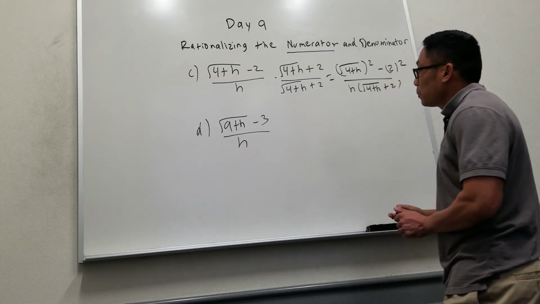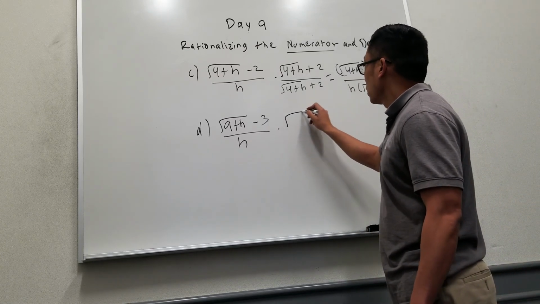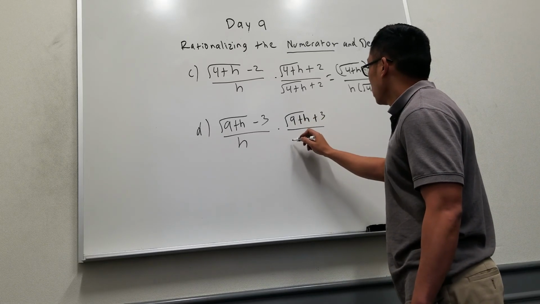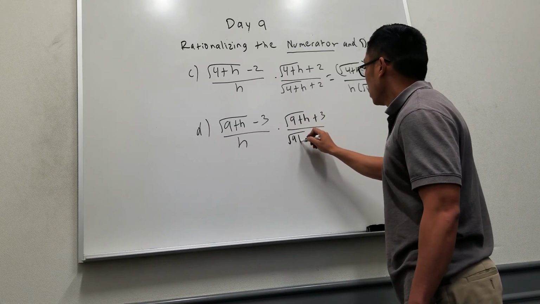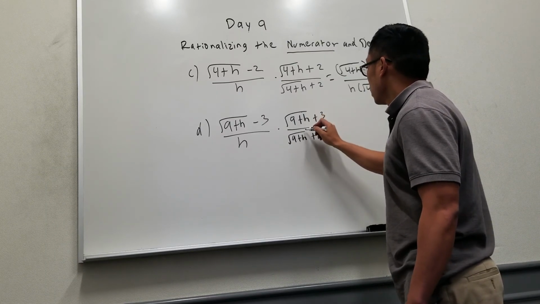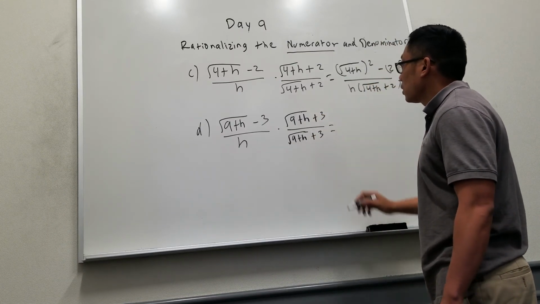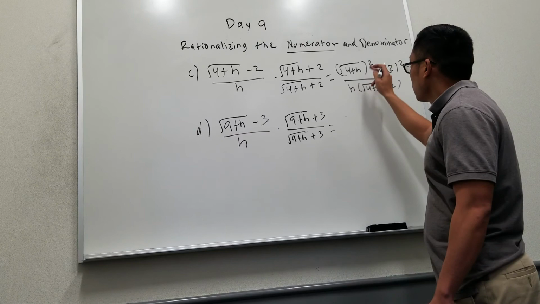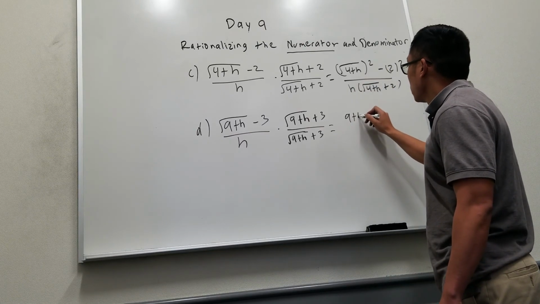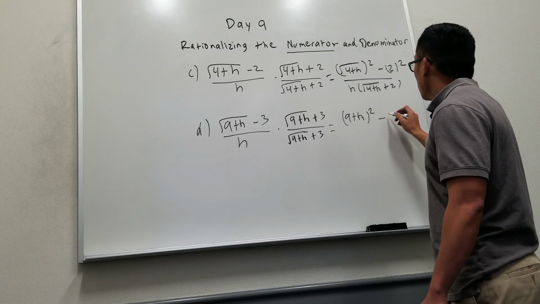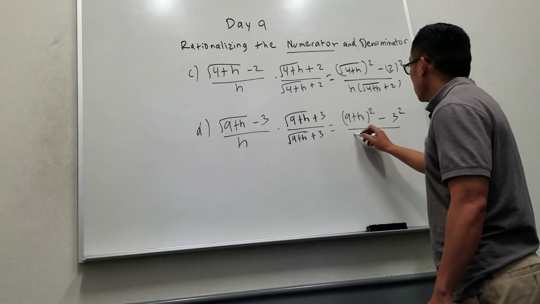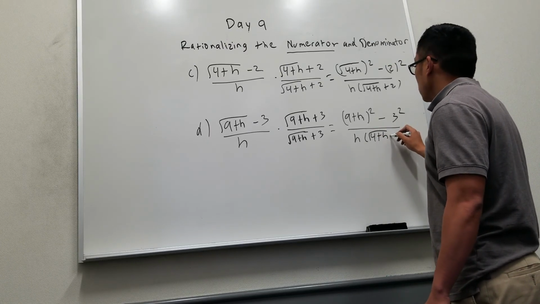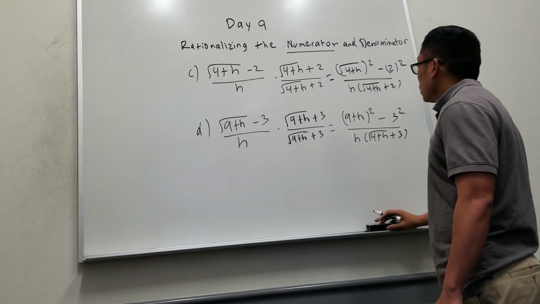So I'm going to do the same step. I'm going to multiply by 9 plus h plus 3, right? Okay, so when I do that, I'm going to get what? The same thing as this, right? 9 plus h square minus 3 square all over h, 4 plus h plus 3. Right, so I'm going to erase this now.